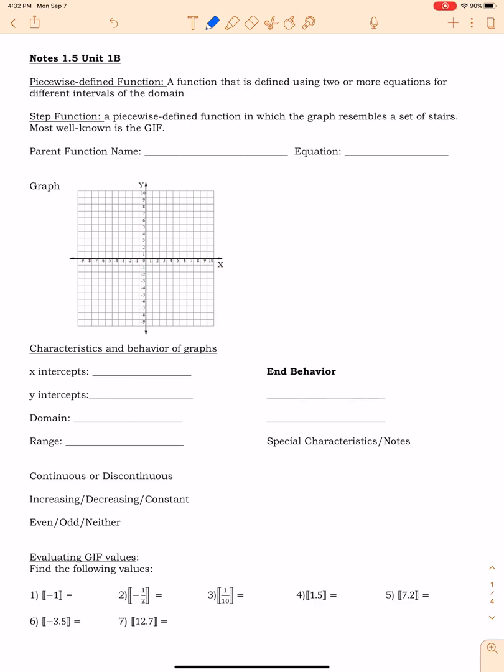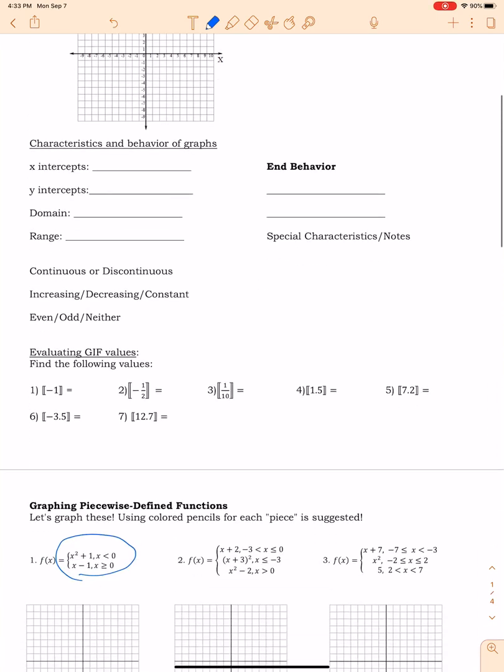Okay, pre-cal, we are on notes for 1.5 and we're going to be discussing piecewise defined functions. And you'll hear me call them just piecewise functions in the future because it's just a mouthful to say piecewise defined. Anyway, it's just a function that we define by two or more equations for different intervals of a domain. What does that mean, Miss Griggs?